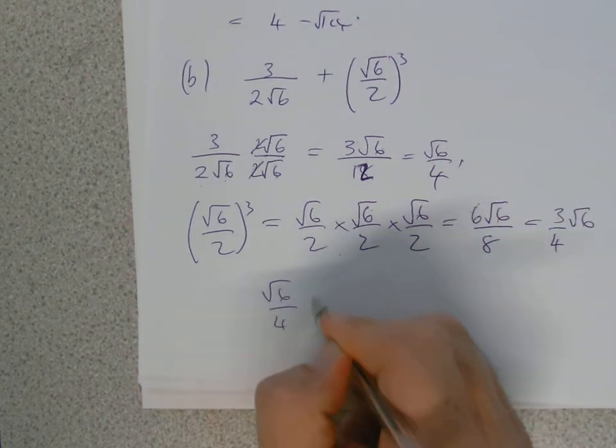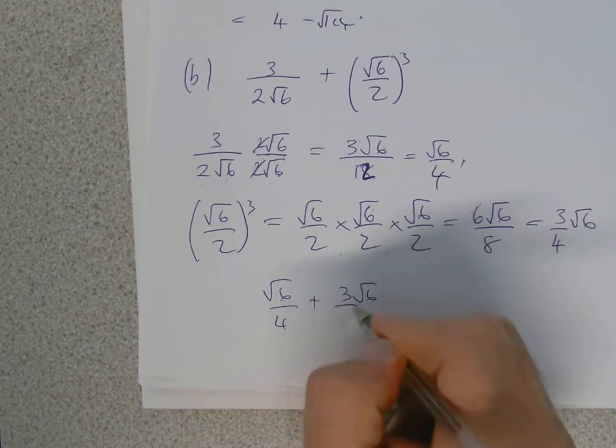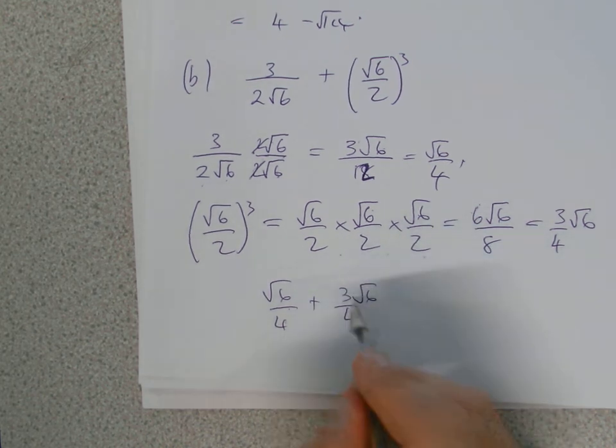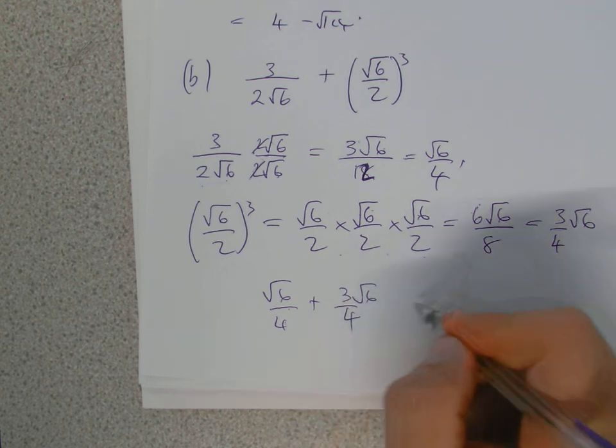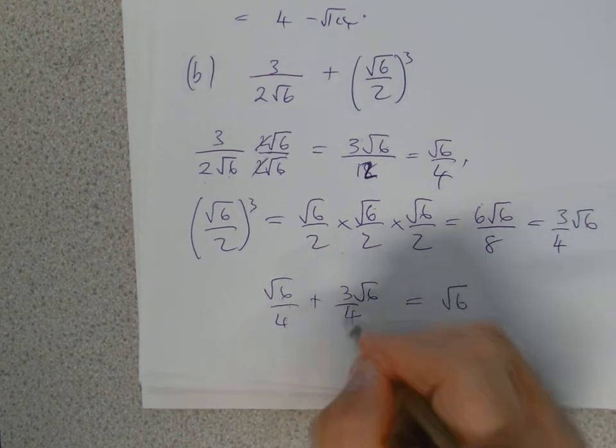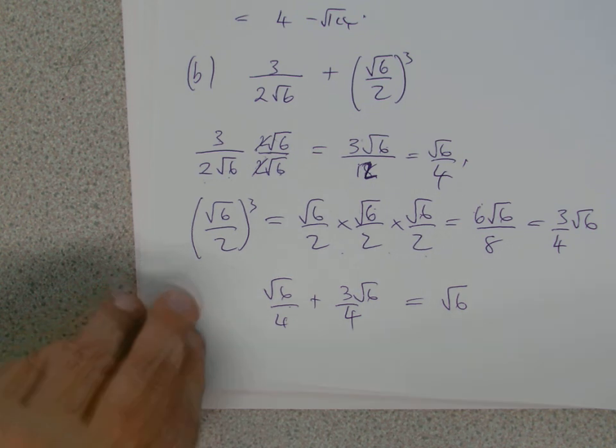So then you want to add them together. Root 6 over 4 plus 3 quarters of root 6. So a quarter root 6 plus 3 quarters root 6 is just a whole, because a quarter and 3 quarters is a whole. This is a whole root 6, 1 root 6.